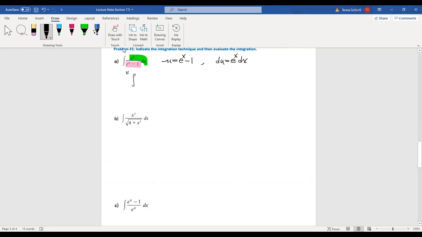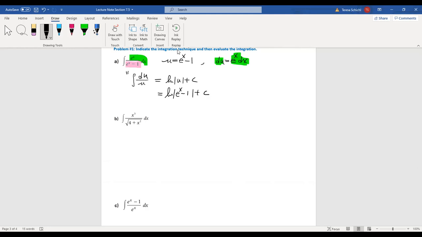So now I can rewrite this in terms of u. What is this green one? The green one is e^x dx, right? So it's equal to du here. Wow, I simplified that. And we all know the integration of 1 over u is natural log of u, plus C. And don't forget, we always need to replace back. So here, this will be natural log of e^x minus 1 plus C.